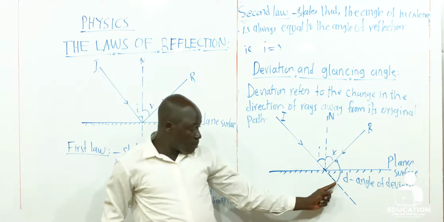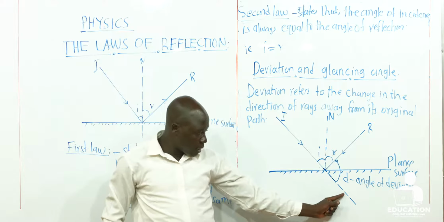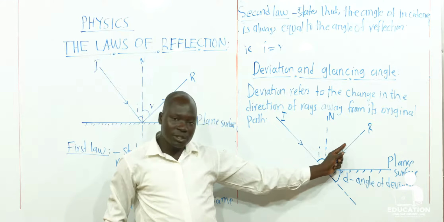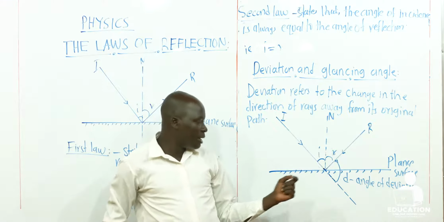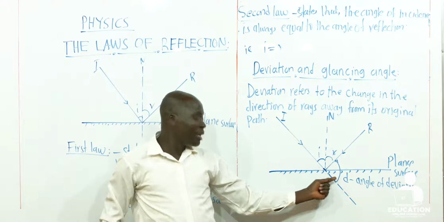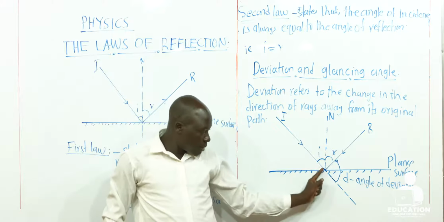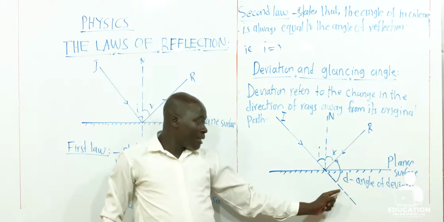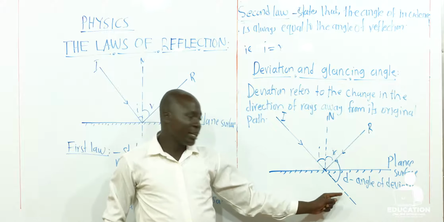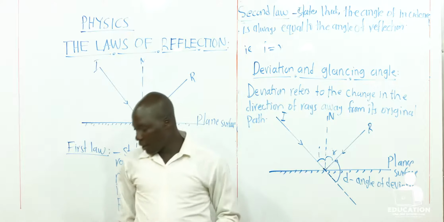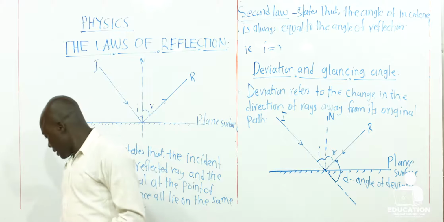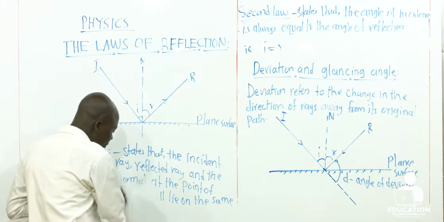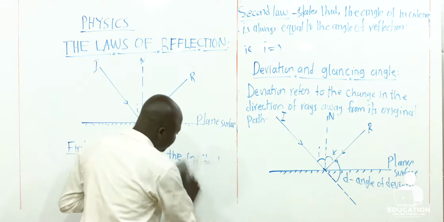Then this displacement from the original path to the reflected ray is what is called the deviation, meaning the change in the direction from its original path. Its original path was in this direction, but now due to reflection it has changed, which means this displacement is what we call the deviation of the ray. Now, dear learners, this is how we represent deviation on a plane surface.